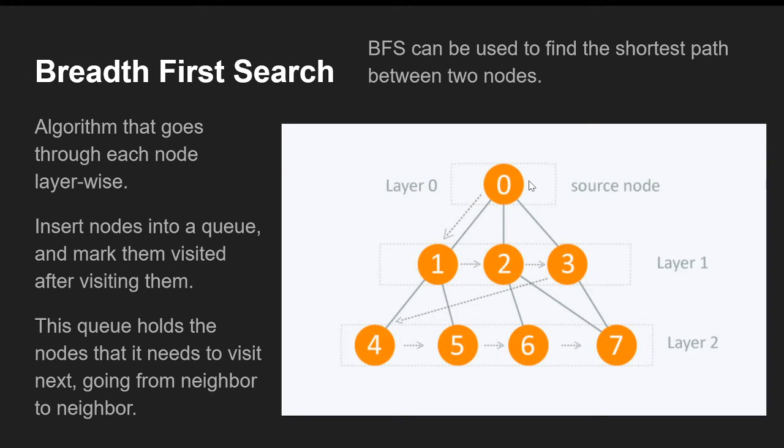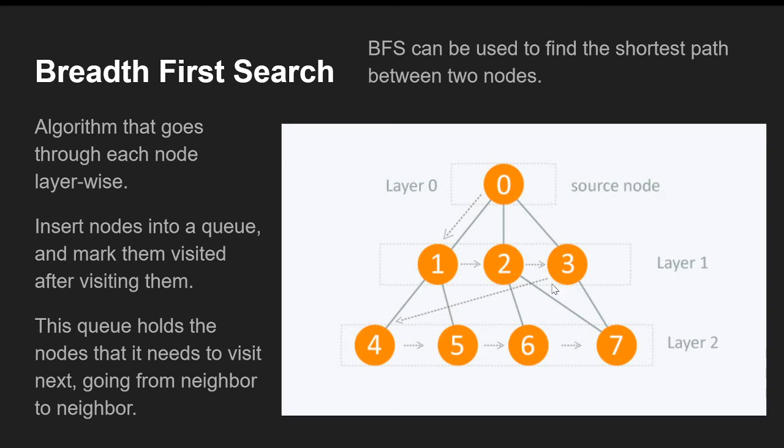So the nodes 1, 2, and 3 are all one step away from your source node, so that tells us that it's on layer 1. And then you can see layer 2 is just 2 steps away from your source node. The way we do breadth first search is we look at our starting node, and we look at all of the neighbors it's connected to. That's going to be 1, 2, and 3. We put all of them in a queue, and we search through them in that specific order. We explore 1, we explore 2, and then we explore 3.